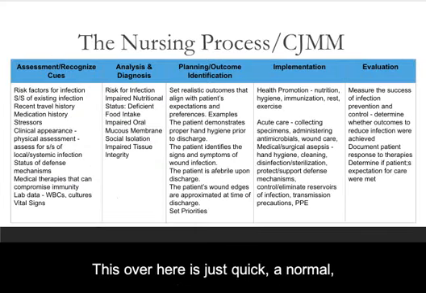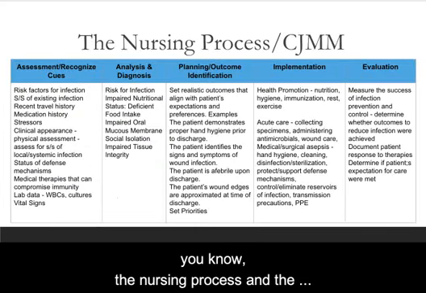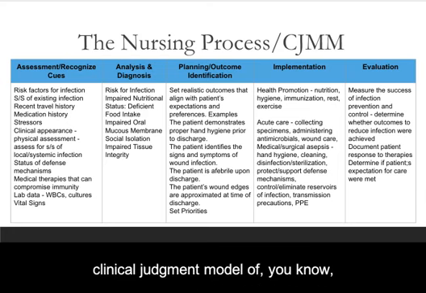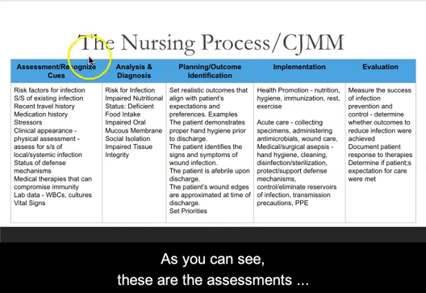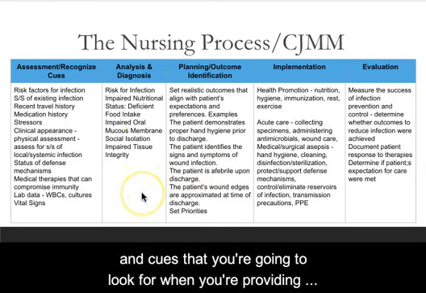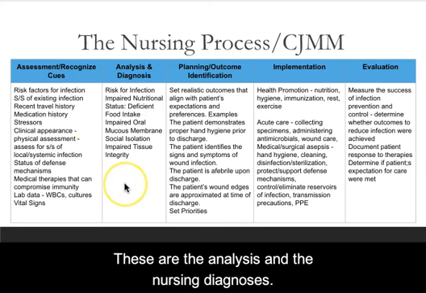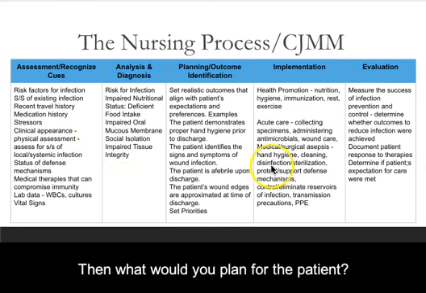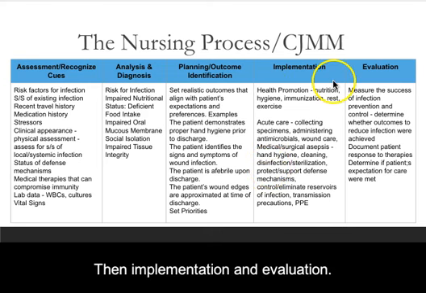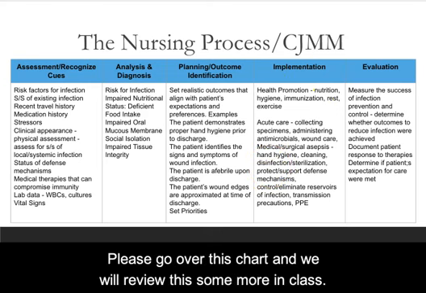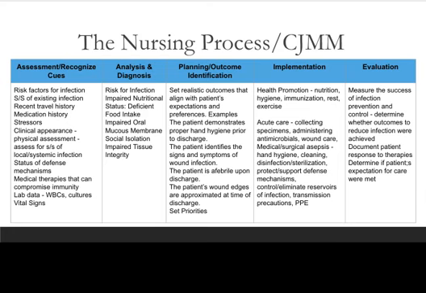This over here is just a quick look at the nursing process and the clinical judgment model related to infections. Please read over this. As you can see, these are the assessments and cues that you're going to look for when providing care or planning care for a patient with an infection. These are the analysis and the nursing diagnoses. Then what would you plan for the patient? Then implementation and evaluation. Please go over this chart and we will review this some more in class. Thank you.